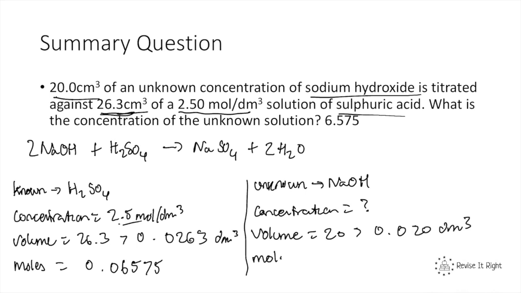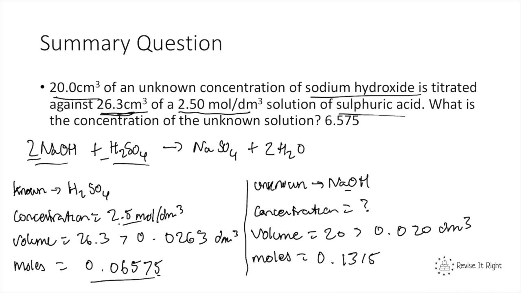And on our moles, this is where we go to the balanced equation. So if we look here, we need double the amount of sodium hydroxide than we do sulfuric acid, because there's 1 mole here and 2 moles there, so we need double the amount. So if we've got this here, we need double, so we're going to times it by 2, so we're going to have 0.1315 moles. So we've just done 0.06575 times 2 to get that there.